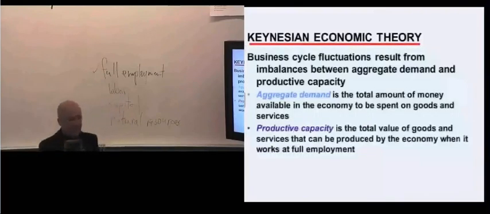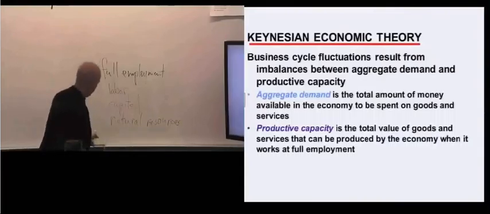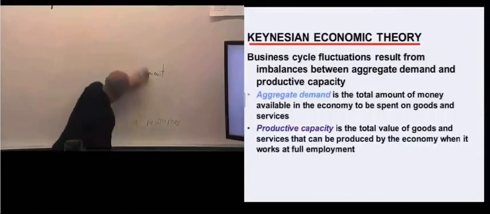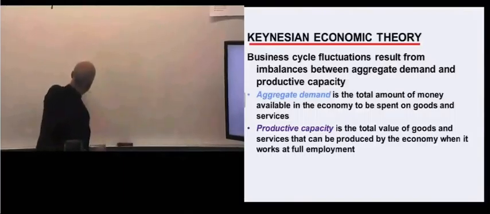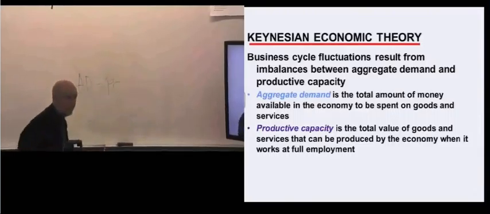So, like at any given time, when you have this condition, okay, let's say you have this. Aggregate demand equals productive capacity. Imagine that these two are equal, roughly equal. Keynes says that the economy is in general equilibrium, as opposed to market equilibrium. Okay? The economy is in general equilibrium.